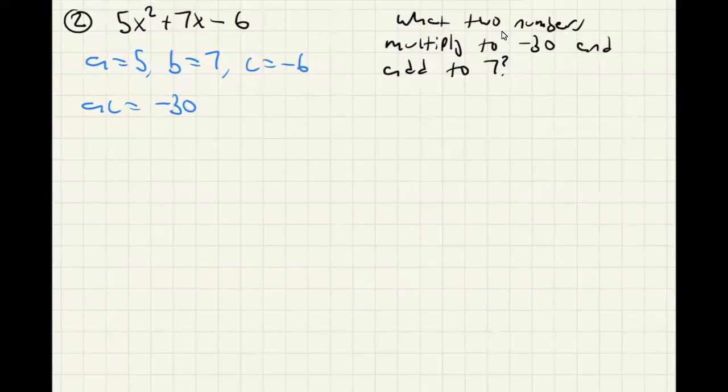If you're ever unsure, you can honestly just make a list of the factors of negative 30 and see which ones add to 7. So for example, negative 15 and 2 multiply to negative 30, but they don't add to 7. Negative 6 and 5 multiply to negative 30, but they don't add to 7.